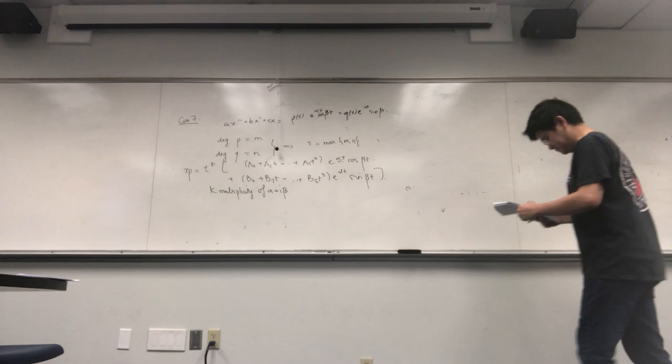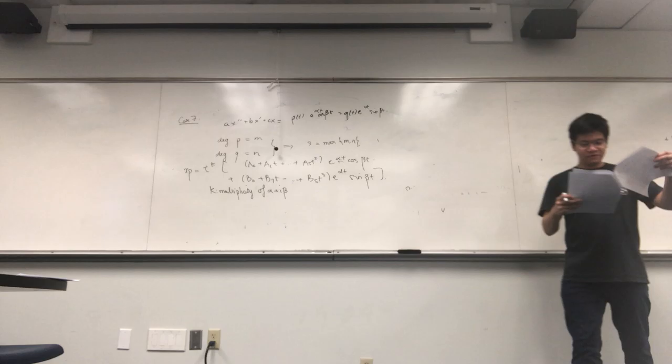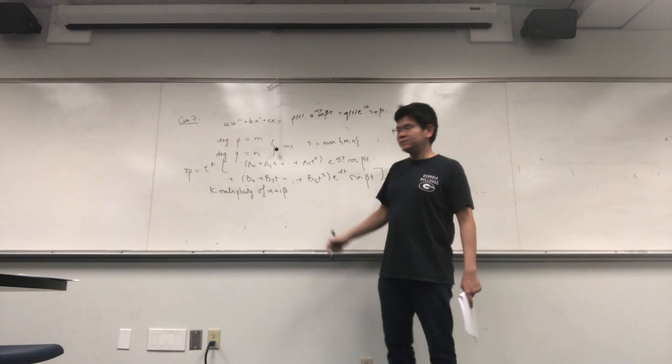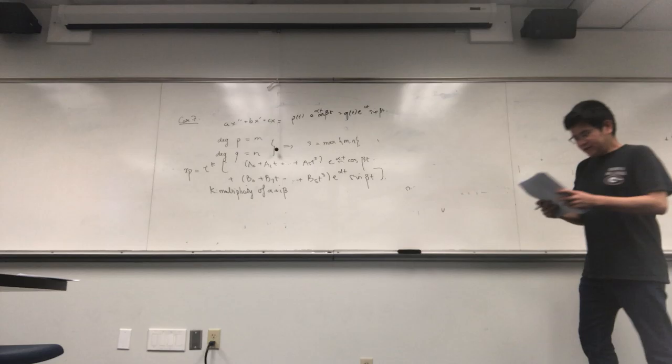In the exam, for this kind of question, I'm not going to ask you to compute a constant. You just have to write down the form of x_p. Which means that you have to know what is k and what is s. That's it. All right?